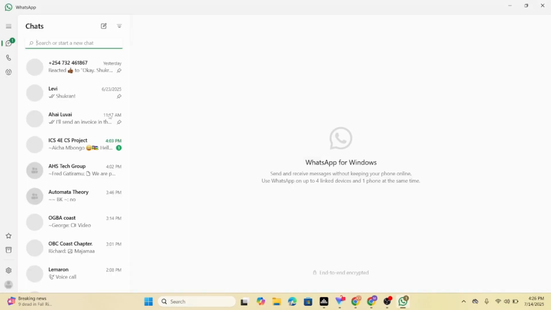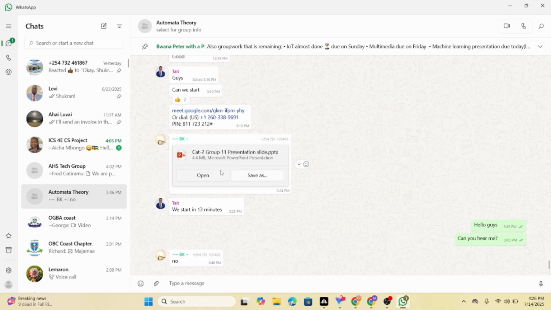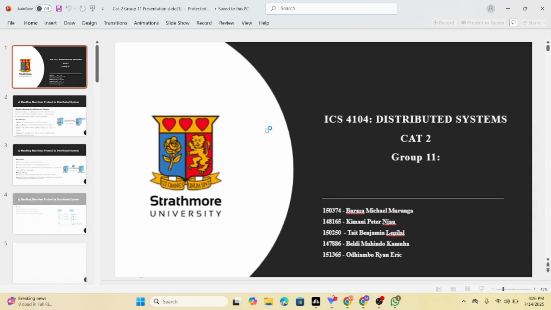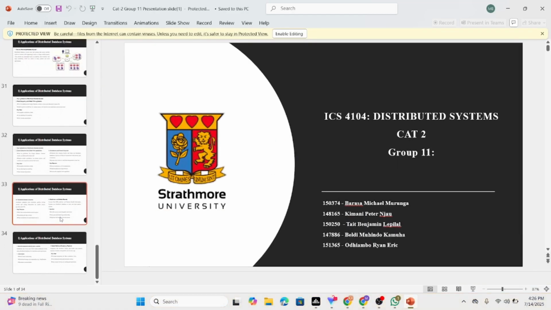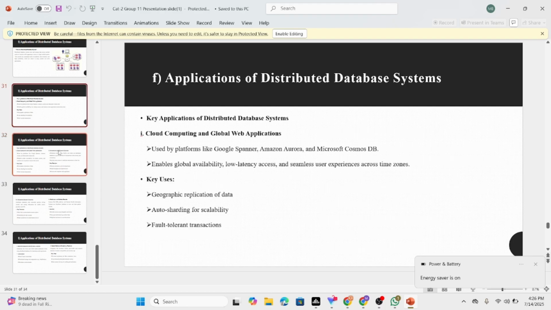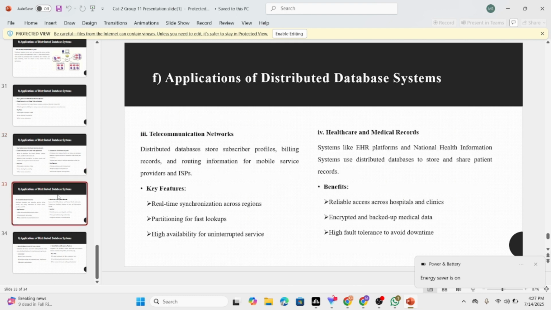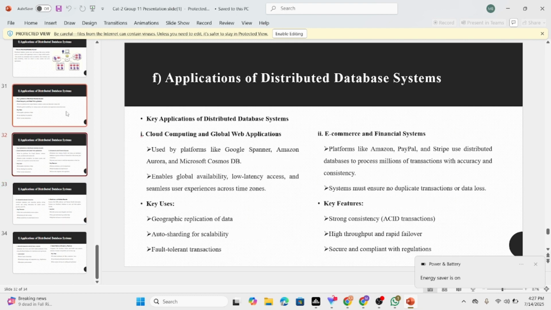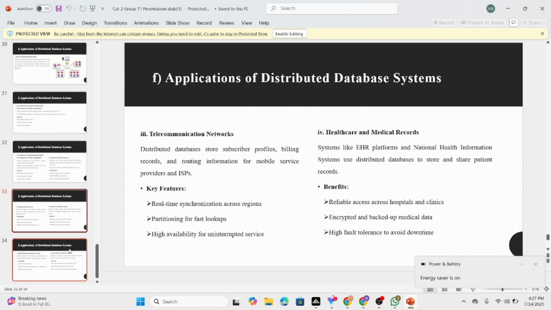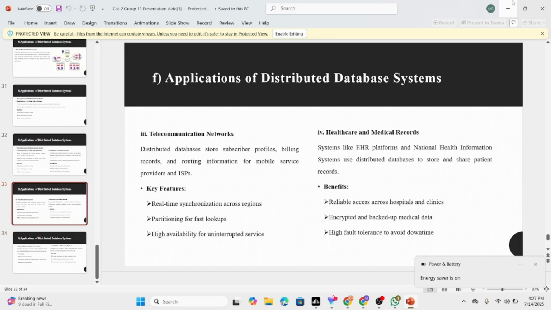So we have the second application, which is e-commerce and financial systems. Some examples: we have Amazon, PayPal, Alibaba, and Stripe. These systems use distributed databases to process millions of transactions with accuracy and consistency. So these systems must ensure that there are no duplicate transactions and no data is lost.